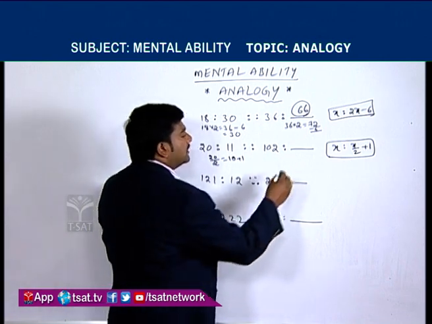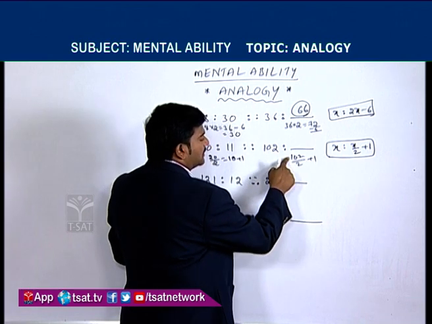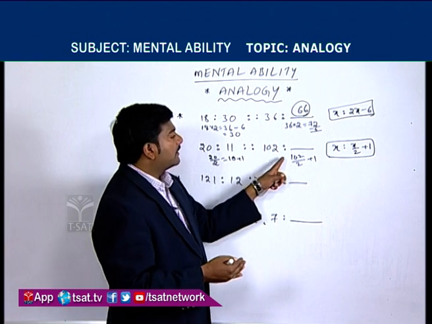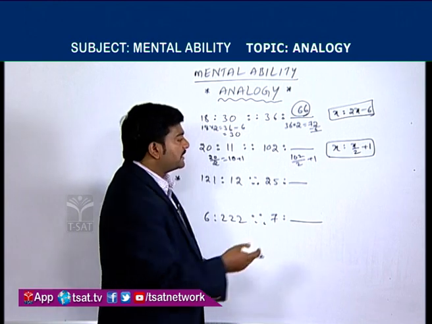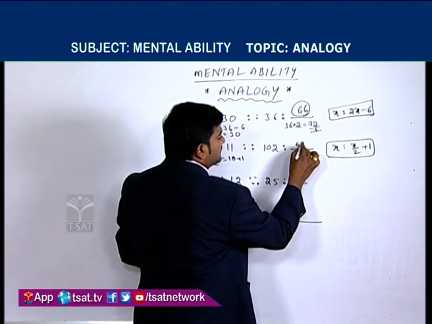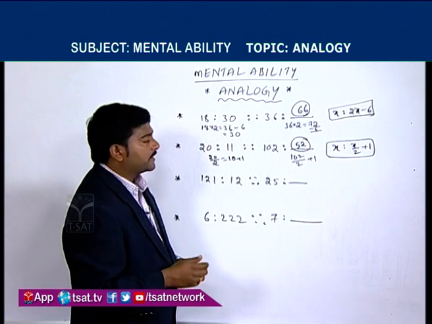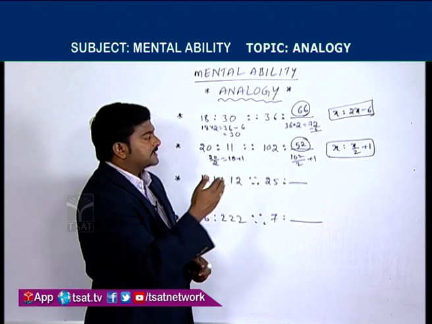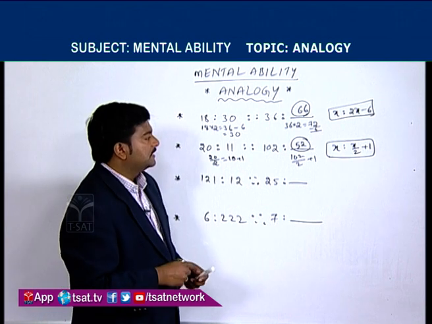Now what do I have to do? 102 divided by 2 plus 1. 102 divided by 2. Dividing by 2 means indirectly I am taking half. Half of 102, how much am I getting? 51. 51 plus 1, what can we take here? 52 we can take. Okay, I hope you understood. So the first example is x is to 2x minus 6. The second example is x is to x by 2 plus 1. I hope you understood these two models.